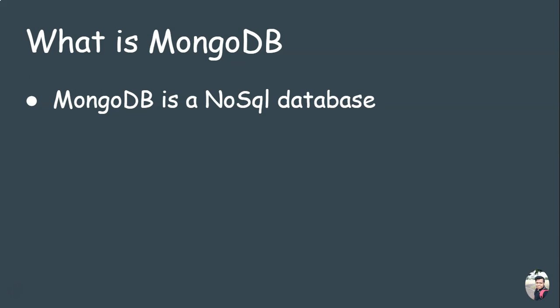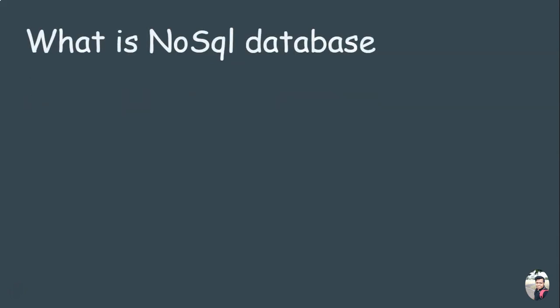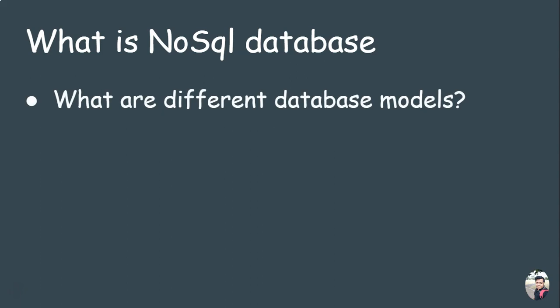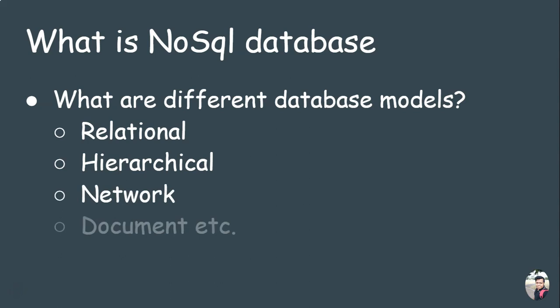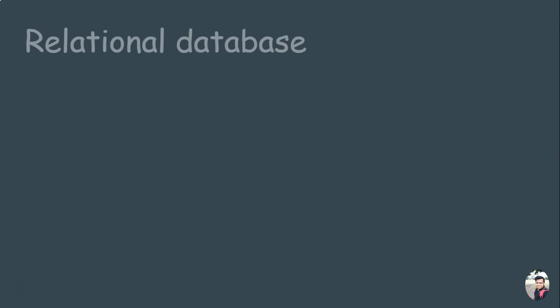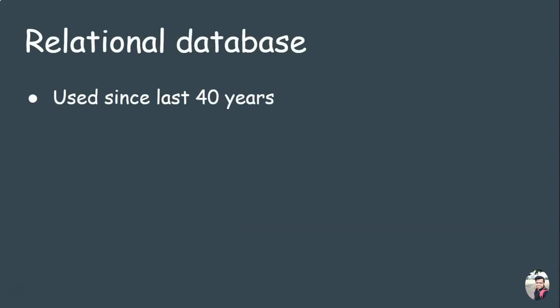A very simplistic definition can be MongoDB is a NoSQL database. Now what do I mean by NoSQL database? So before that, let us see what are the different database models in practice in industry for the last 40-50 years. Those are relational database model, hierarchical, network, documents, etc. Out of those, relational database model is one of the important database models. The reason is because it is very heavily used in industry for the last 40 years.